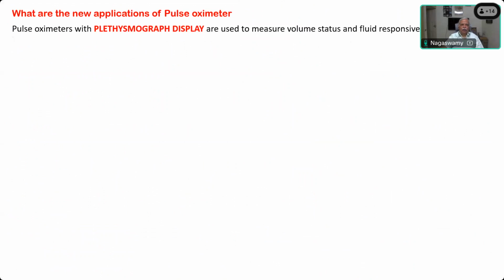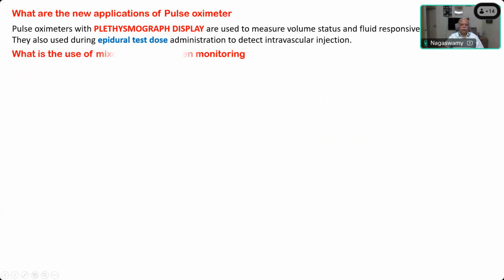Very good, number one. They are also used during epidural test dose administration to detect intravascular injection. Okay? So when you are giving an epidural test dose with xylocaine and adrenaline, you can use the pulse oximeter to find out any changes in the heart rate as well as the saturation.